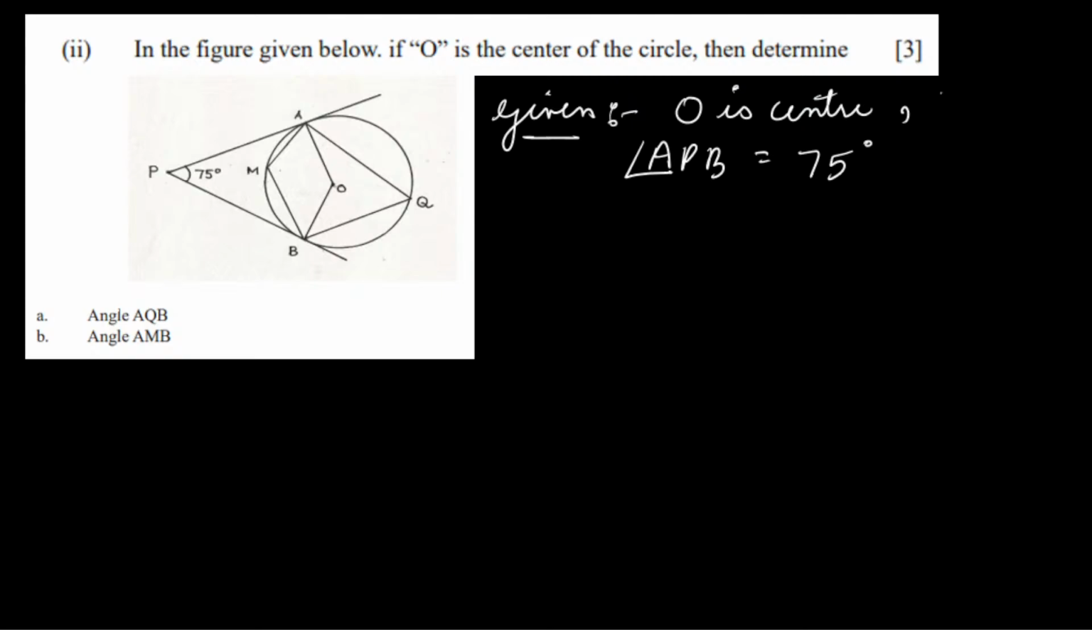What we have to find? Here I'll write it down. To find: we have to find angle AQB, this angle I'm just highlighting here, and angle AMB, this angle we have to find. So these two angles we have to find. So, solution.